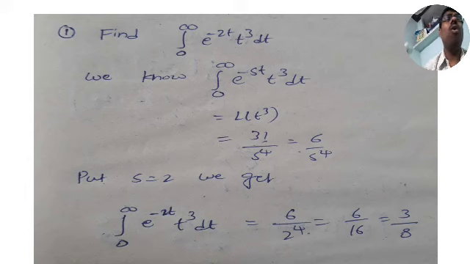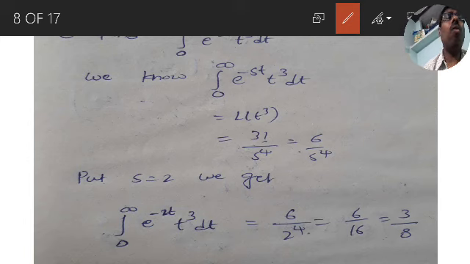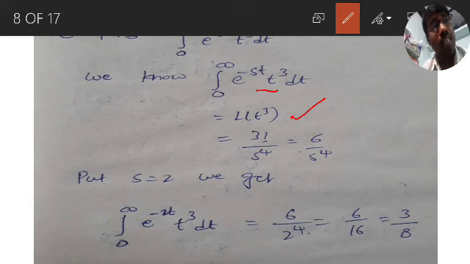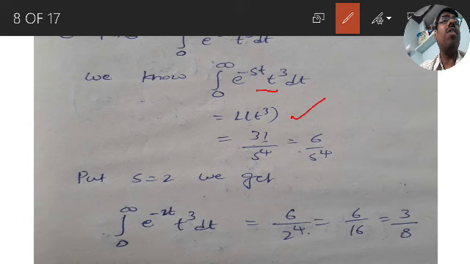What we know is, by the definition of a Laplace transform, that the integration from 0 to infinity of e to the power of minus st into the same f of t, which is t cubed here, is L of t cubed by the definition. What does L of f of t say? L of f of t is the integration from 0 to infinity of e to the power of minus st into f of t. In place of f of t, we have t cubed, therefore it is L of t cubed.